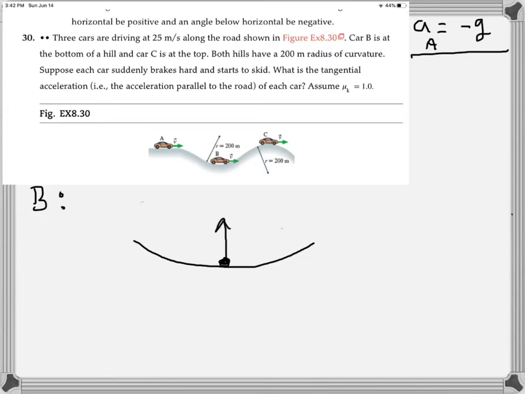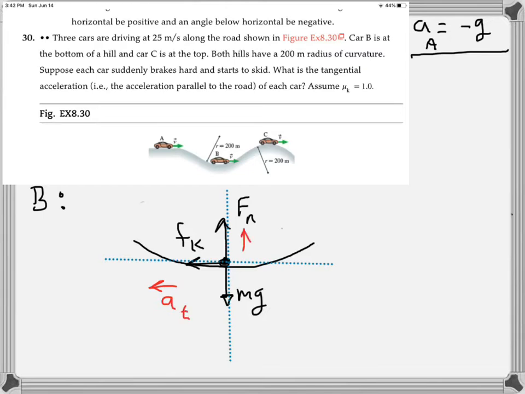So car B has the normal force with the ground, with the road. We're going to call it Fn. Car B has the weight, and car B has the force of kinetic friction to the left. Drawing the x-axis and the y-axis, and I'm going to add vectors indicating the acceleration direction. For car B, we know that it's going to have a tangential acceleration in the same direction as kinetic friction. And this is the big difference with car A.